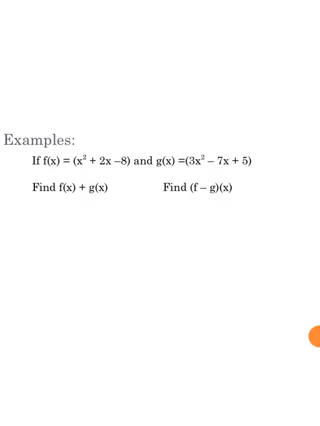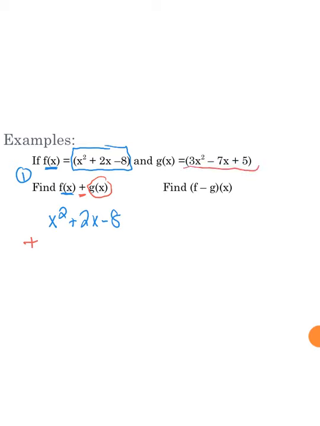So let's work on a couple of examples. If we look at the first example, we'll call this number 1. It says find f of x plus g of x. So all we have to do is look at what's given to us. My f of x is really this right here. So I'm going to write down x squared plus 2x minus 8. Then it says I'm going to add, so I'm going to make sure I put a plus sign. And then it says g of x. My g of x is this function here, so I'm going to put that underneath.